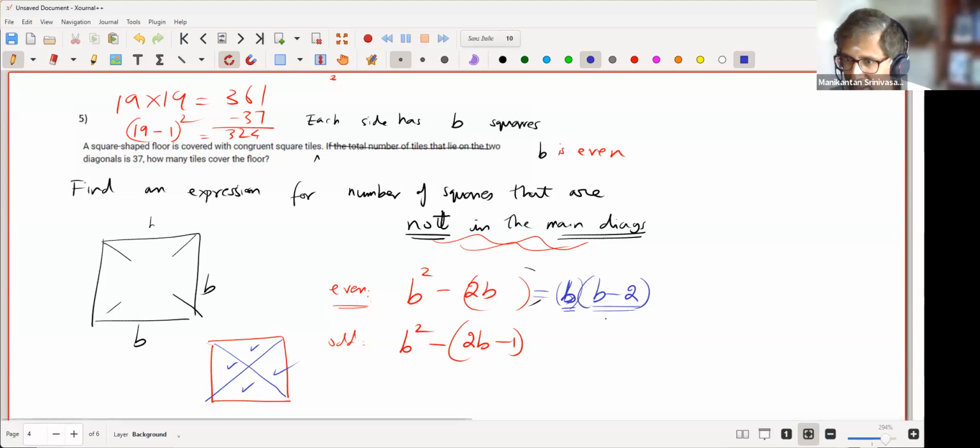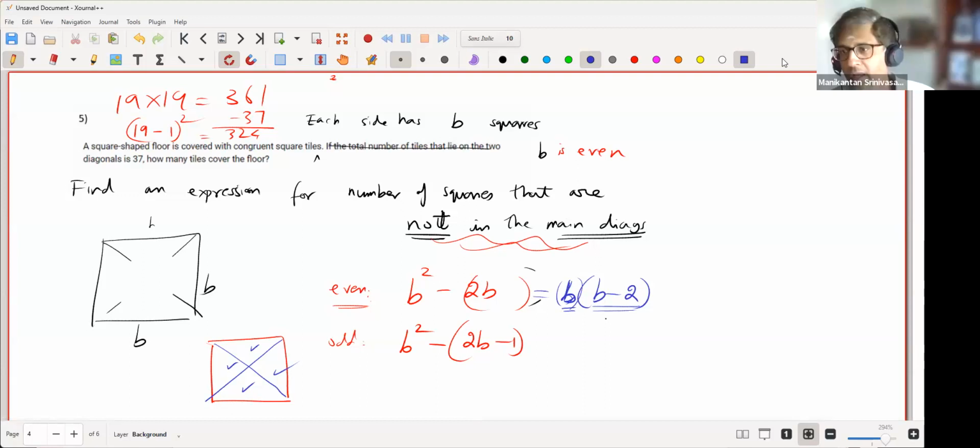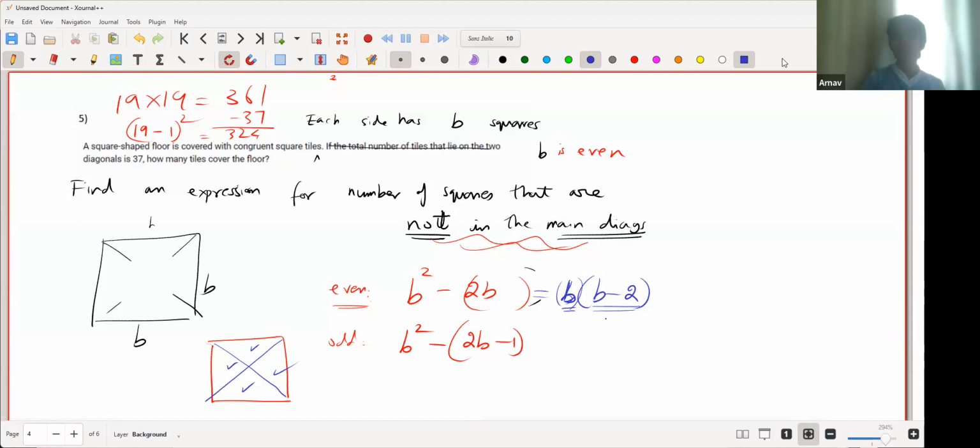Sana, can you complete it for Arnav? If it's b and b, that means it's almost nearly 2b, and then you're subtracting. If it's b and b, then it's not 2b, it's b squared, no? I got it. Go ahead, Arnav.